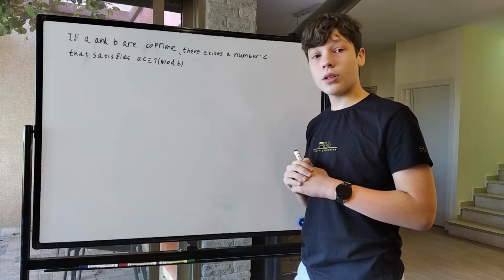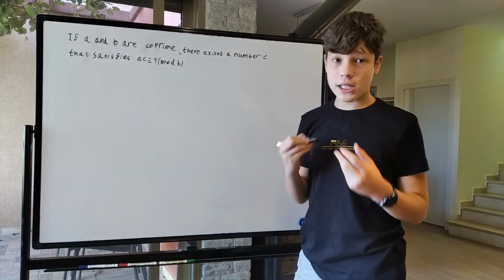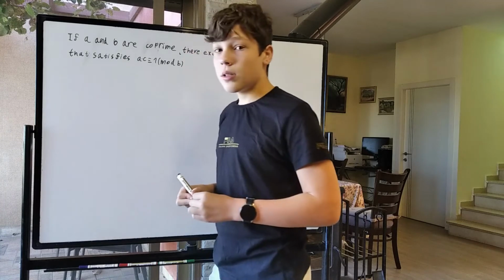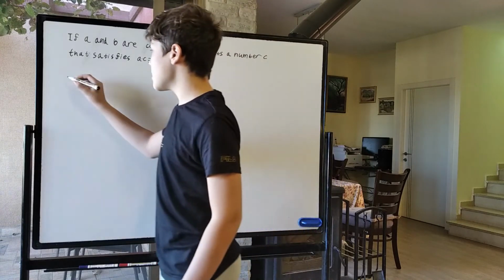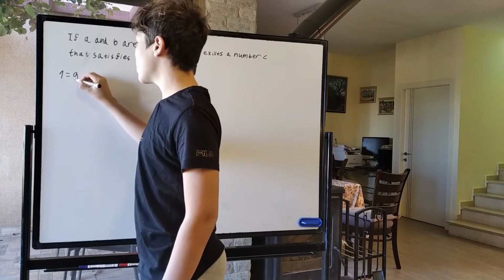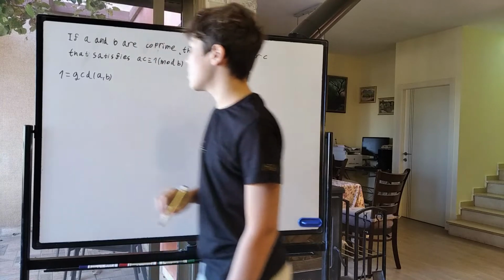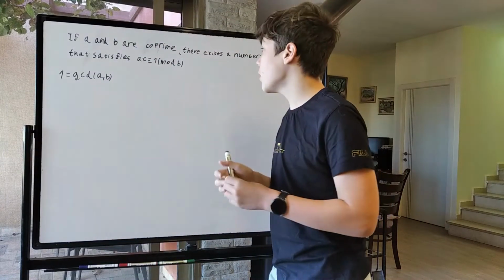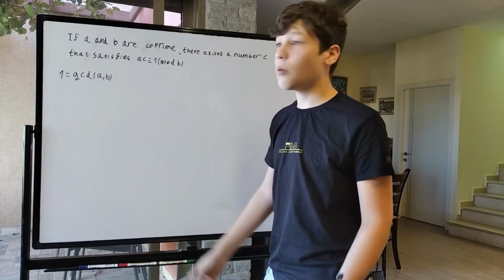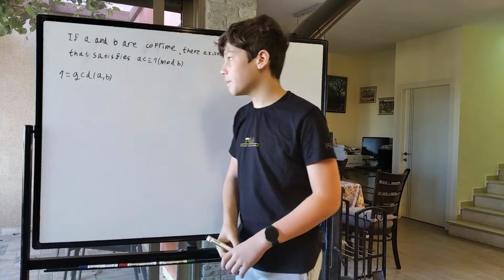So what we're going to do is use an algorithm for calculating GCDs of numbers. We're going to say 1 is equal to the GCD of A and B. That simply follows from the fact that A and B are coprime. That's the definition of coprime: A and B are coprime if and only if their GCD is 1.